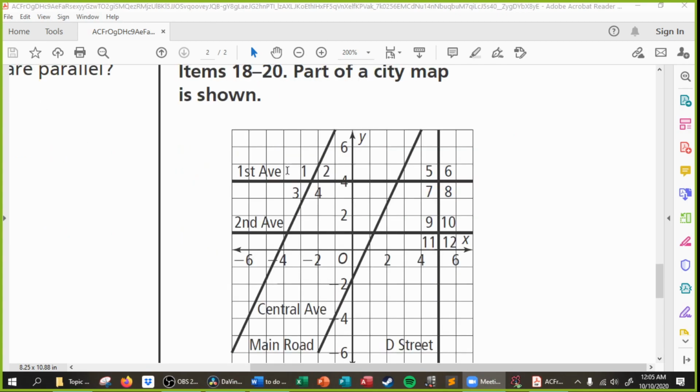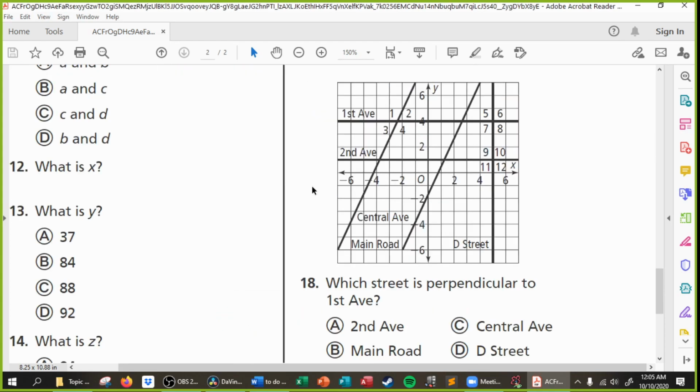All right, 18 and 20 needs this map. So let's zoom out just a tiny bit. Take a screenshot of it.